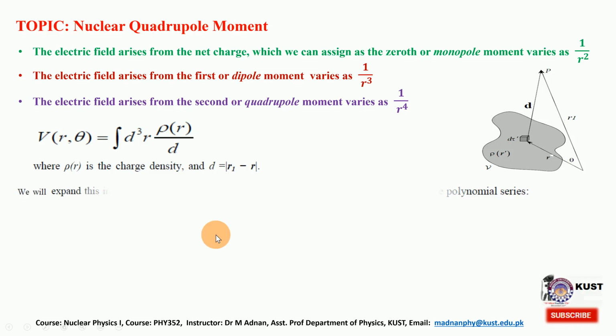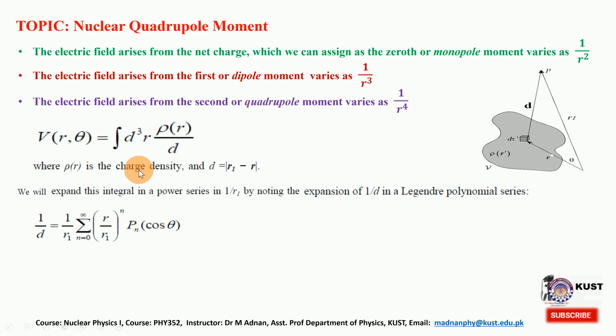Now, if you remember, you expand the integral in a power series in 1 over r1 by expanding this 1 over d in a Legendre polynomial series. That is a convenient way to express these things, 1 over d given by 1 over r times this Legendre polynomial series.